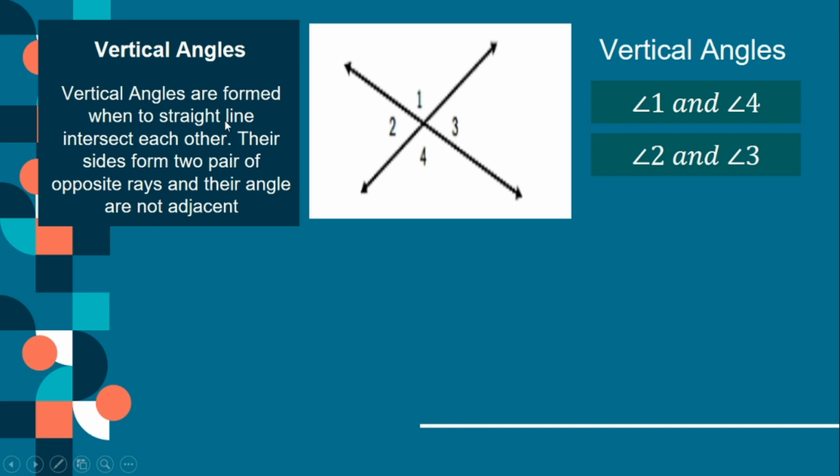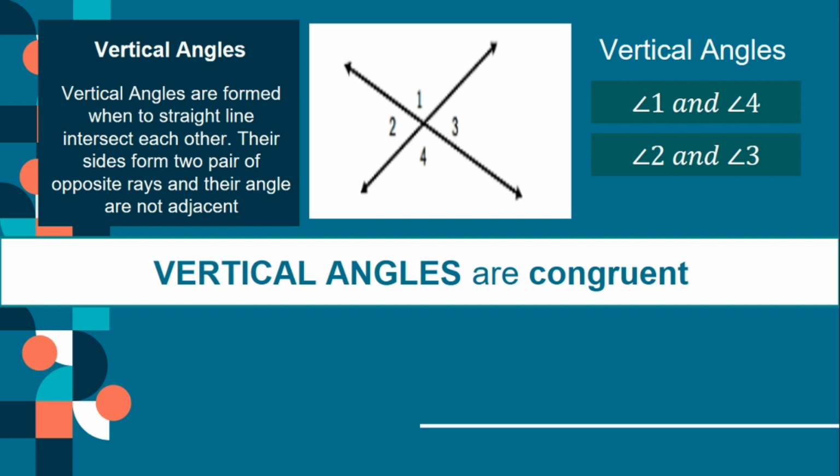Bakit? Their sides form two pairs of opposite rays. Ito yung side niya, ito. Let's have 2 and 3. Ito, tapos ito. Diba? And then, their angles are not adjacent. We have here this angle and this angle. They are not adjacent. Bakit? They do not share a common side. Kahit na meron silang common endpoint, wala silang common side.